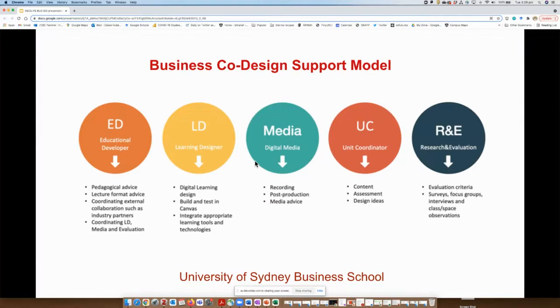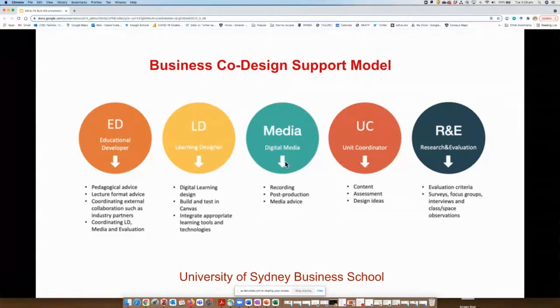And then we've got the unit coordinator who we work closely with on all of our unit design and development. So they're our subject matter experts. And I've noticed there's actually a circle missing off this slide, and that's our students. So our student interns actually really work closely with us in the design process, as well as our current students and our alumni. But we do actually have students working as media interns and as learning design interns.